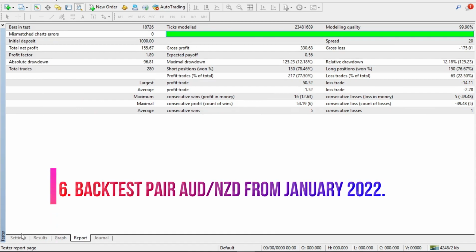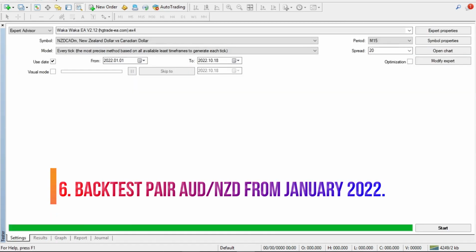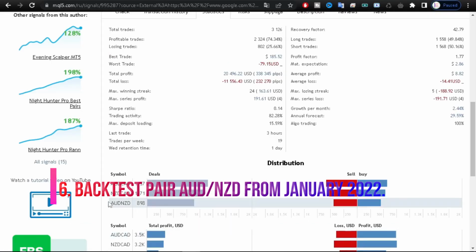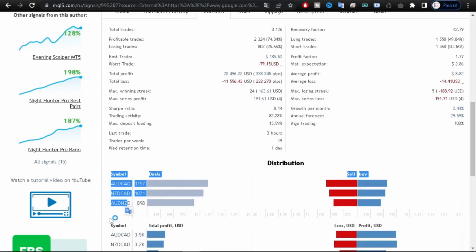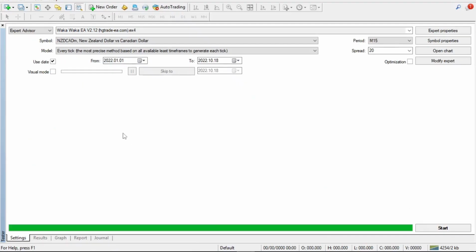6. Backtest pair Australian dollar to New Zealand dollar from January 2022. Okay, then pair Australian dollar to New Zealand dollar, one of the recommended pairs too. For setting, the time frame is still M15 with a spread of 20 and $1,000 capital.